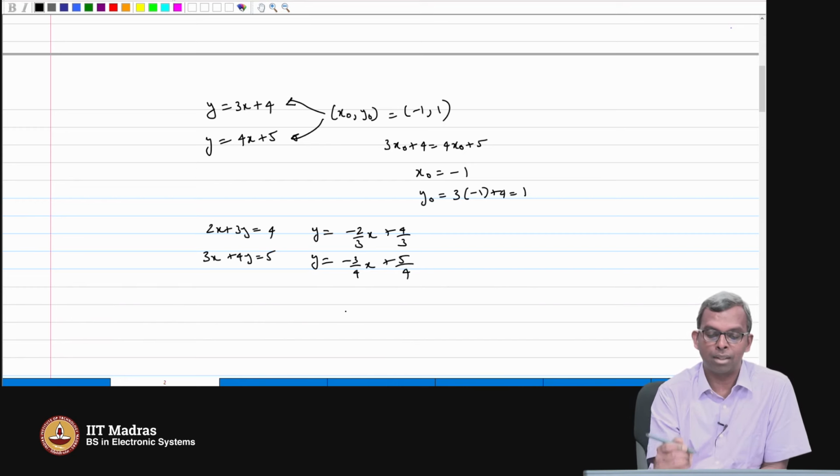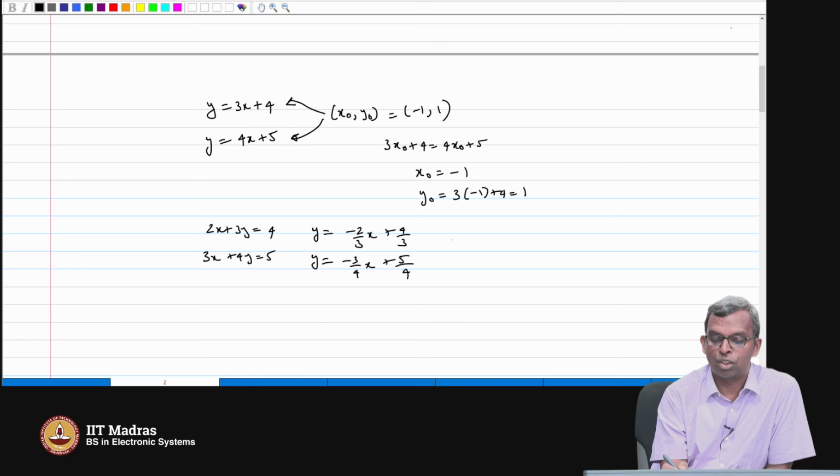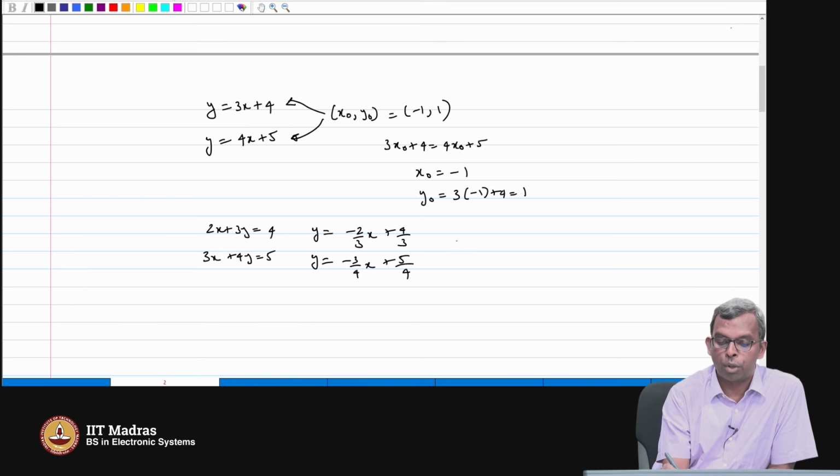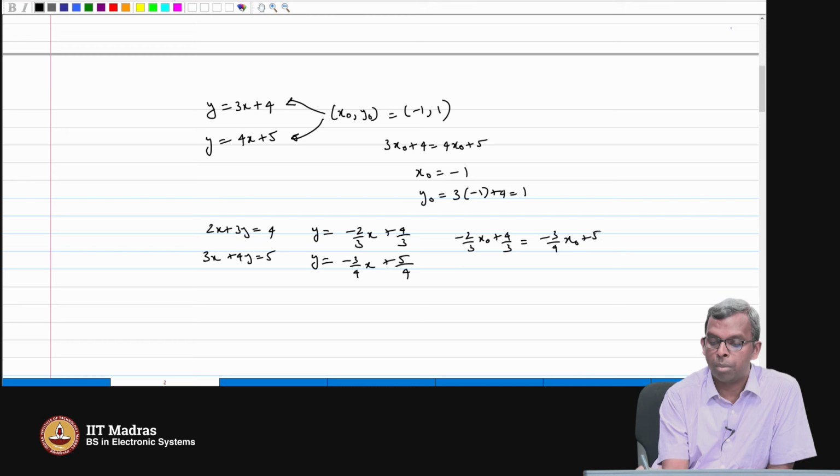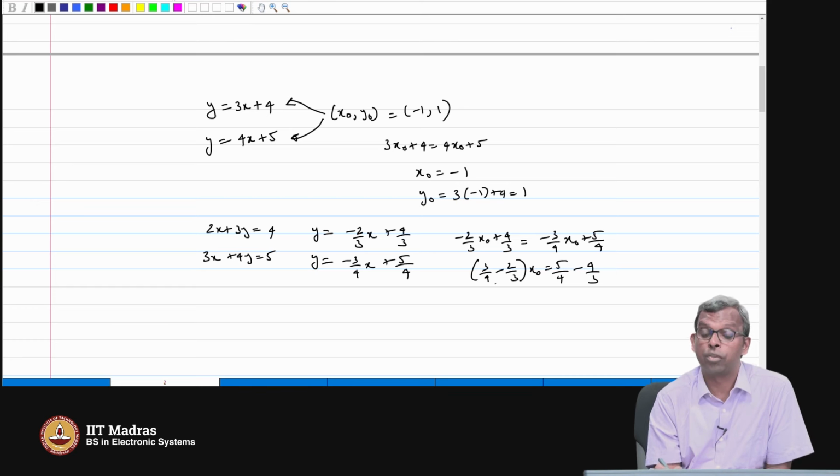Okay, now I'm back in this whole territory. So if I have x naught, y naught as the point of intersection, minus 2 by 3 x naught plus 4 by 3 equals minus 3 by 4 x naught plus 5 by 4. So move this to this side, move that to that side. So you get (3 by 4 minus 2 by 3) x naught equals 5 by 4 minus 4 by 3. Let's do this fractional computation.